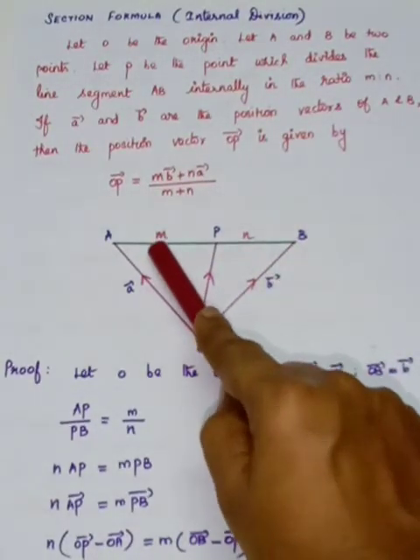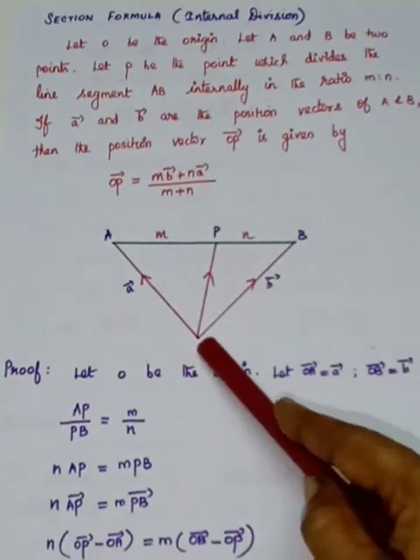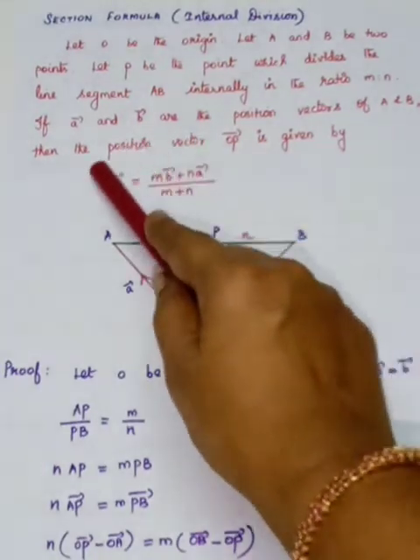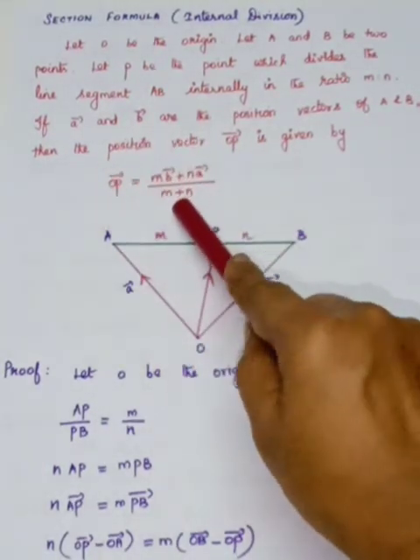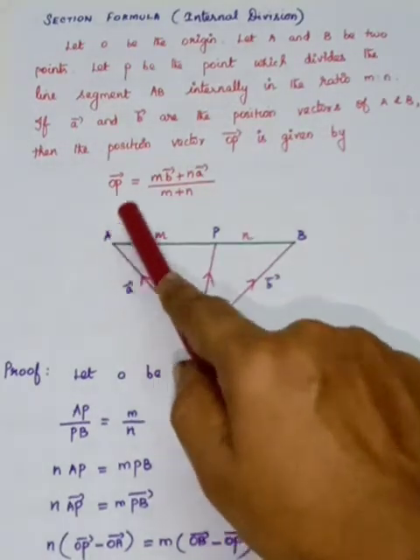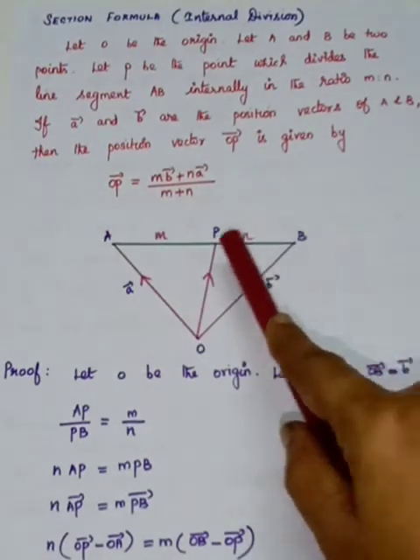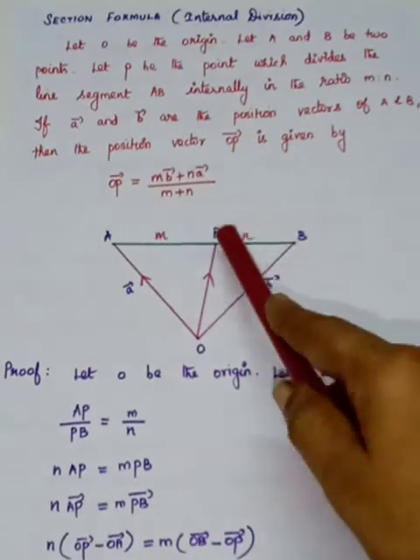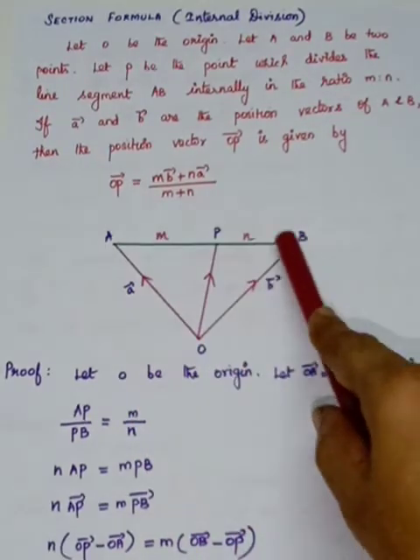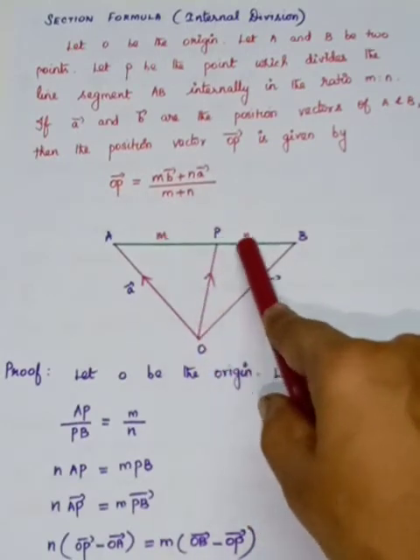M into B vector plus N into A vector divided by M plus N. This result you should know. Let O be the origin, and A and B be two points. Here we have taken the point P which divides the line segment AB internally in the ratio M to N.